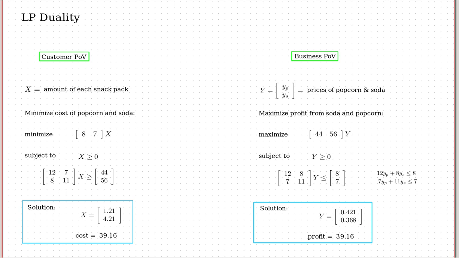Take the problem we were working on with the popcorn and soda and the two different kinds of snack packs, right? So that's on the left here, and you could say that this problem is posed from the customer's point of view. How do you buy enough popcorn and soda at a minimum cost, right? That's the kind of problem a customer might have. So, okay, I'm just reminding you how we set it up earlier here, right?